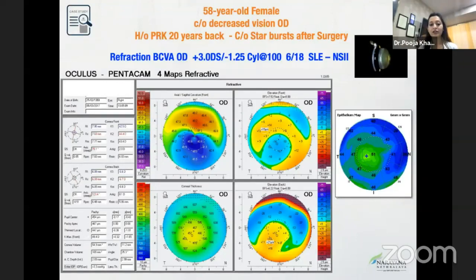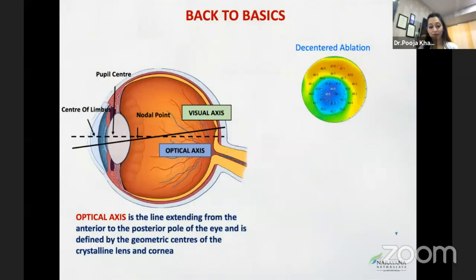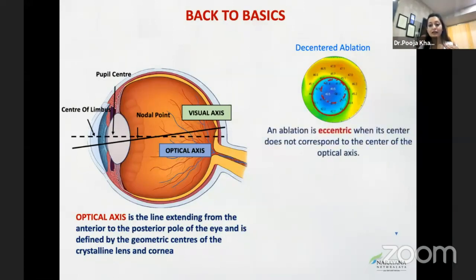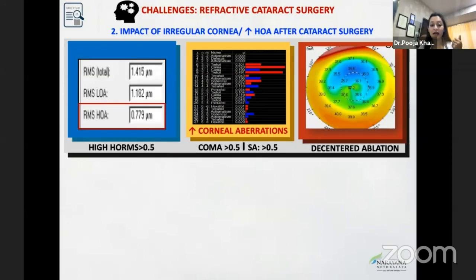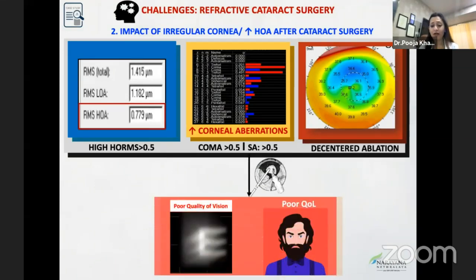Because if we just do a cataract surgery post-refractive surgery, the quality of vision might be poor. Like the vision is responsible, there is an optical axis and the visual axis. The decentration is labeled when the ablation is eccentric, which doesn't correspond to the center of the optical axis. And the small zone will correspond. If your mesopic pupil is less than your optical zone by around 1.1 millimeters, then also it is called small zone. In either of these conditions, or the patient has a highly aberrated cornea, or the comas are higher on your cornea, more than 0.5, or spherical aberration of more than 0.5, or the patient has decentered ablation, if we go ahead and do a cataract surgery, the post-op quality of vision is going to be poor.